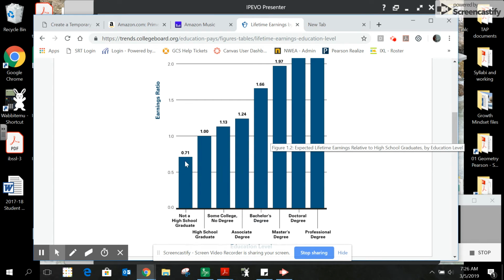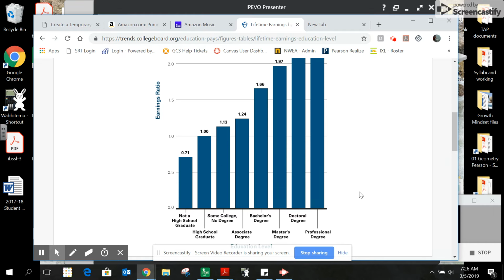So if you drop out of high school, you're all the way down here. High school graduate, look at that. Like if you think about this as $100,000, you'd make $30,000 more for every $100,000 than a non-high school graduate. Look how it jumps all the way to here. Associate's degree, 2-year degree. You almost double the money of a high school dropout.